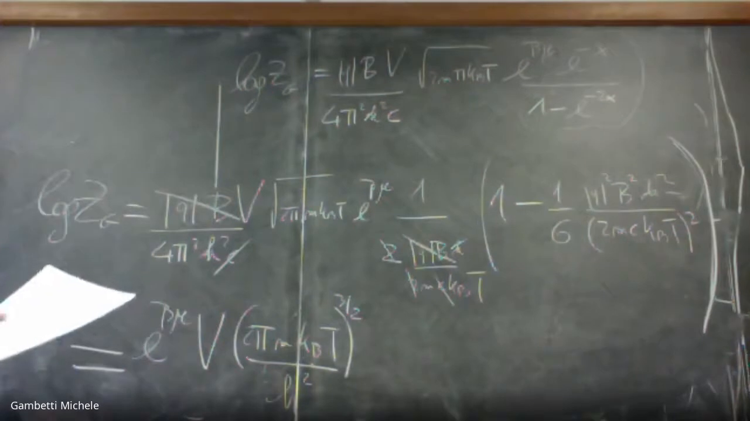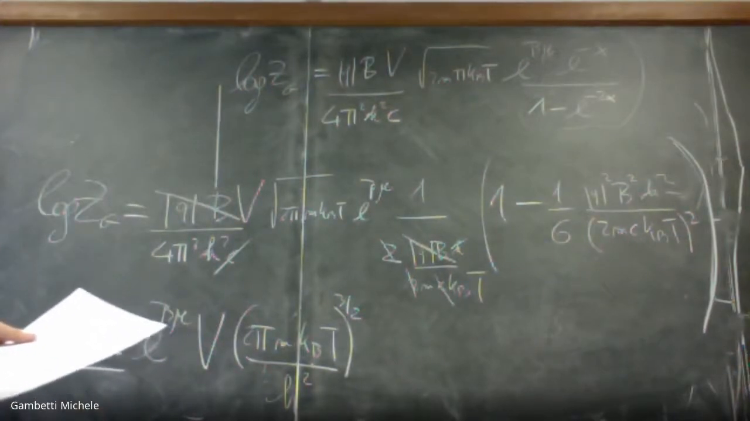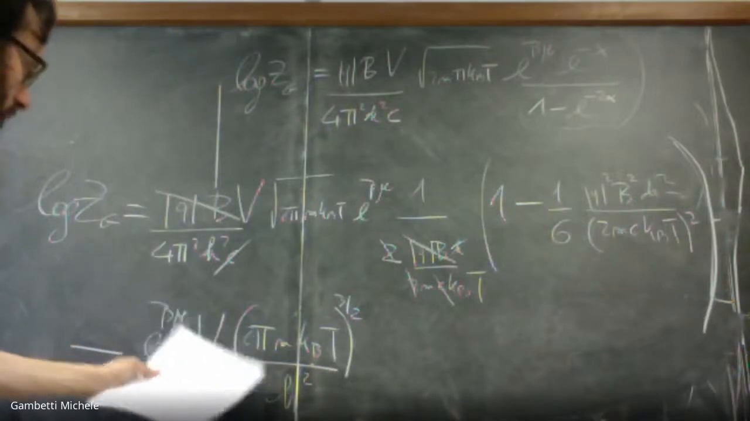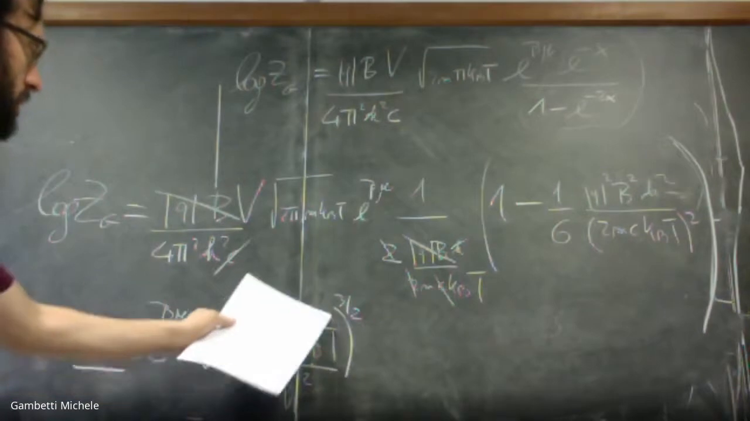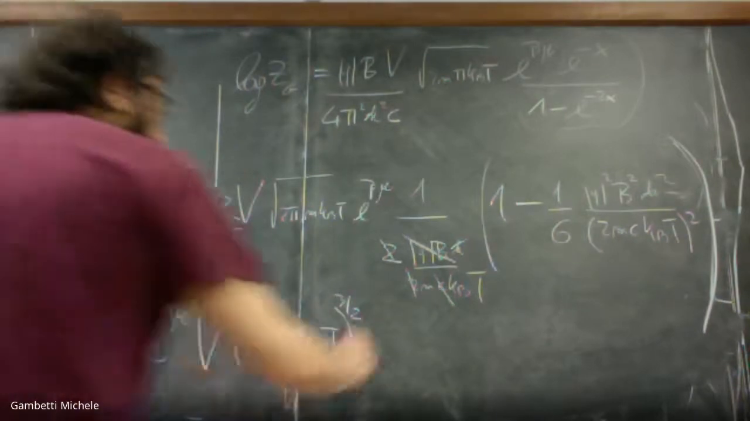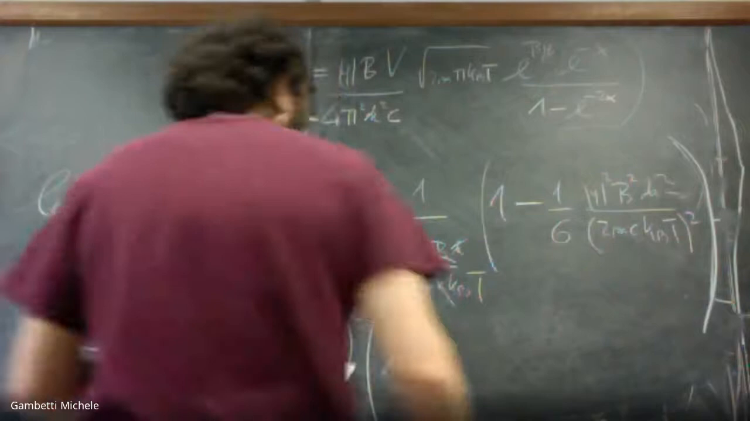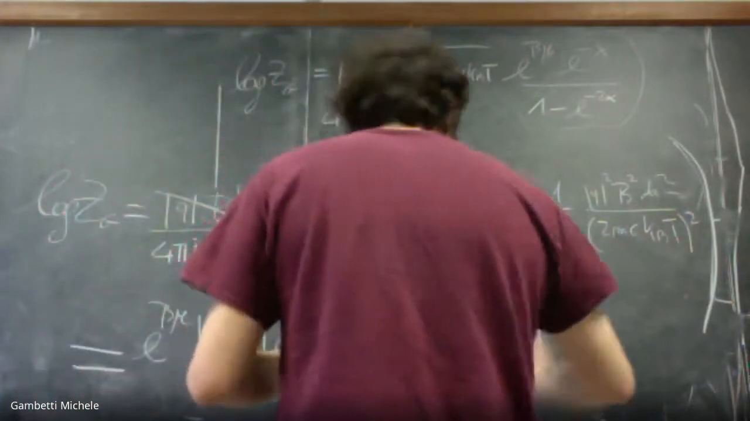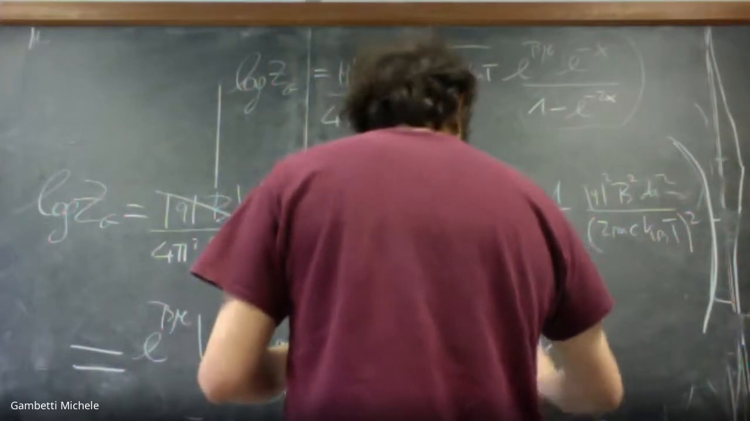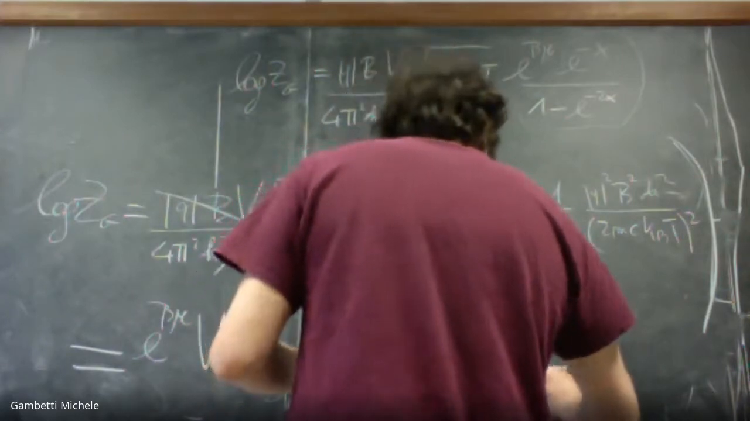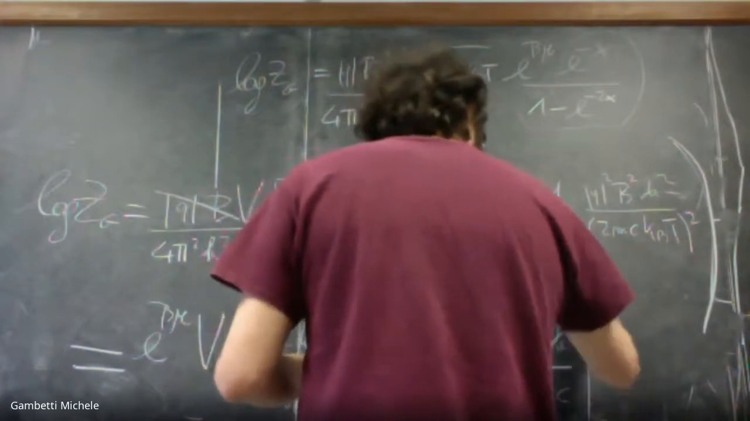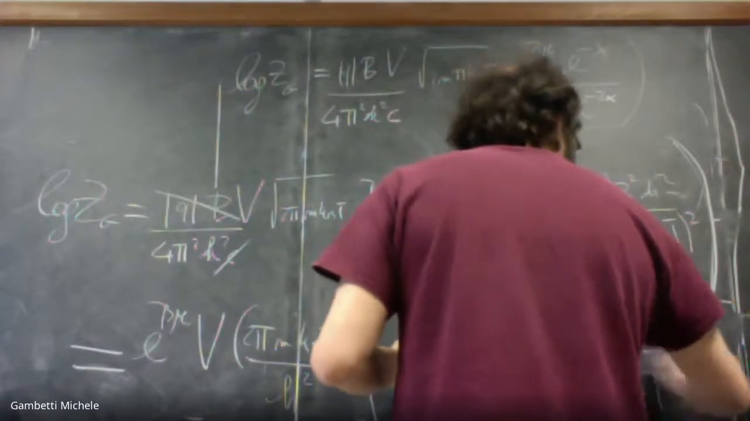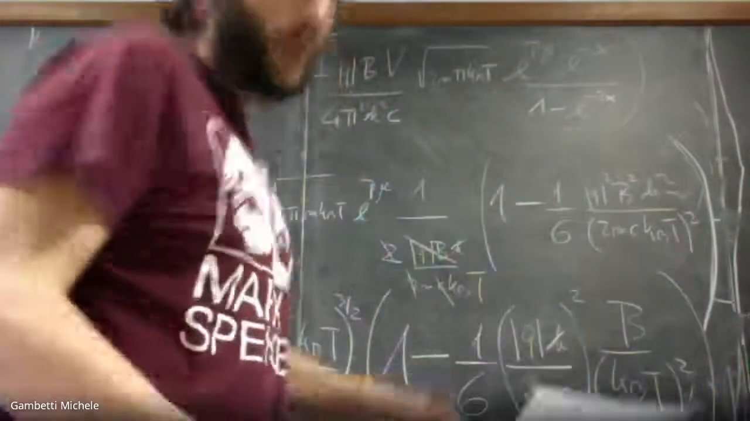Okay, I will check it, but you can check by yourself and see if you find some errors, but it should be correct. So I have a 2 pi m k_B T divided by h squared to the 3 halves, yeah, and then I have a 1 minus 1 sixth of this quantity here, which is q h bar divided by 2mc squared times B divided by k_B T squared. And I stop here.